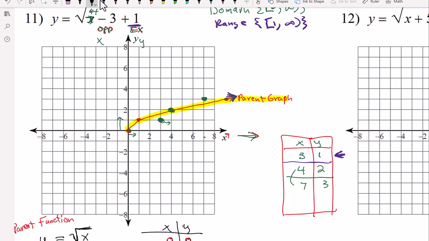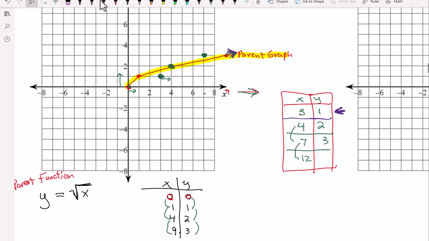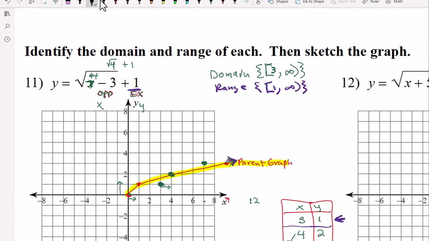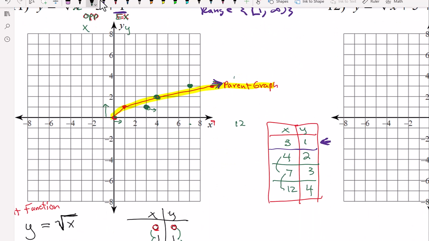And then from 4, I went over 5 places, so I'm going to go over 5 places. 12 will be over here someplace. And we just keep going up by 1. But we can also try it. We'll put a 12 in here. 12 subtract 3 is 9. The square root of 9 is 3. 3 plus 1 is 4. So at 12, we're up here at 4.